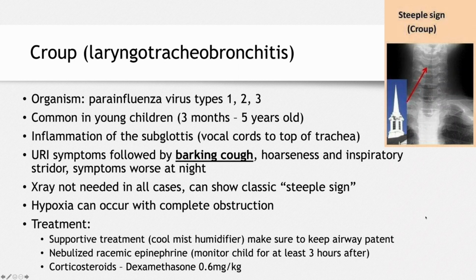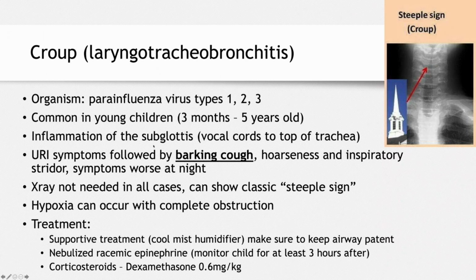The next pediatric illness we're going to talk about is Croup, aka laryngotracheobronchitis. The common cause of Croup is going to be the parainfluenza virus, and there's different types. It's common in young children, 3 months to 5 years old. And essentially it's inflammation of the subglottis. So everything kind of below the vocal cords, the top of the trachea in that area.